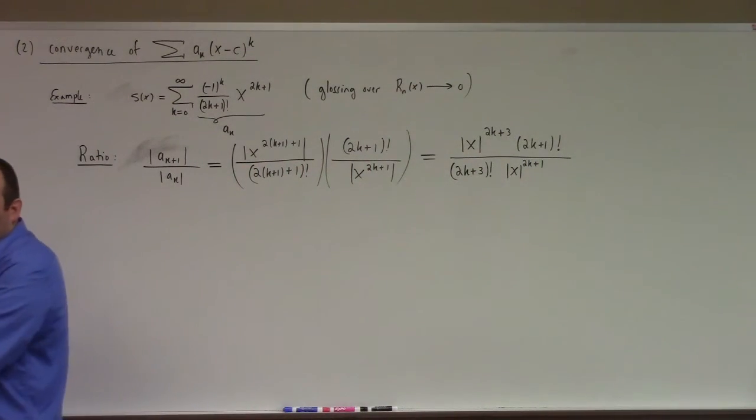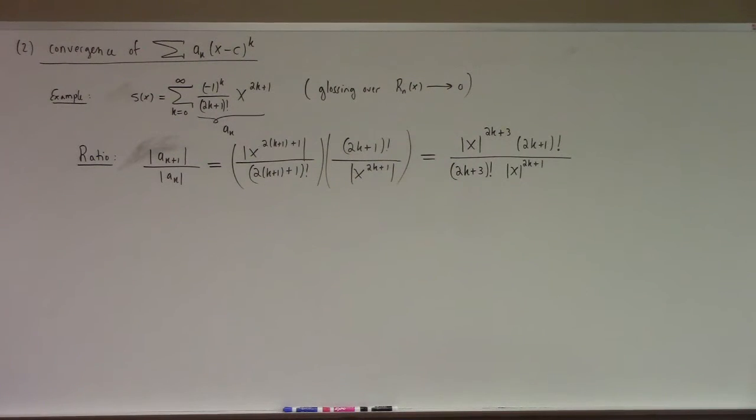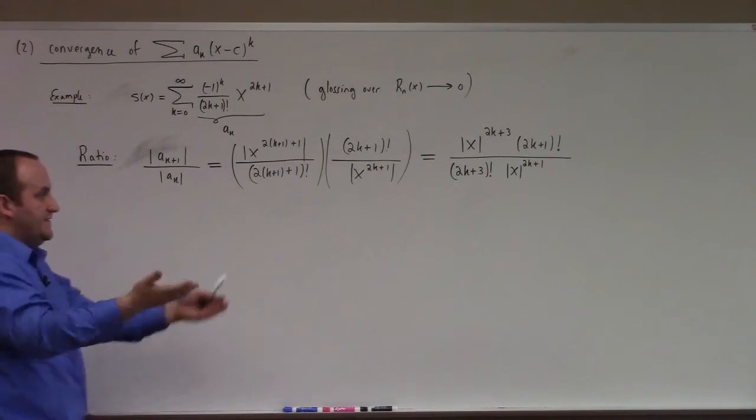The point is I want to make sure I don't forget to distribute the 2 multiplying the 1, right? I'm looking at a sub k plus 1, so the k is multiplied by 2, so I have to put k plus 1 in the place of k. But this simplifies, right? What is this?